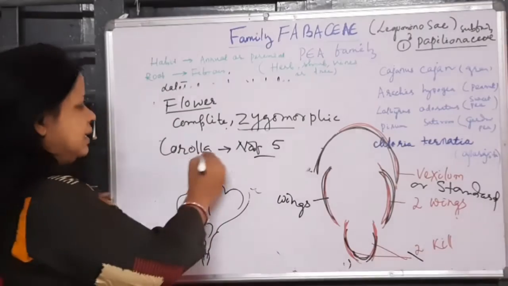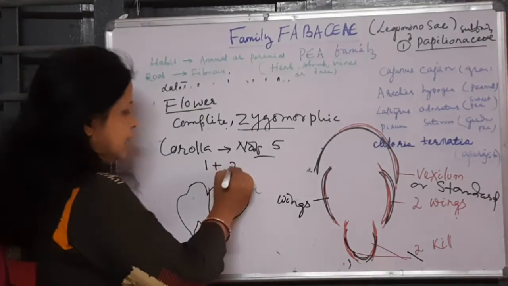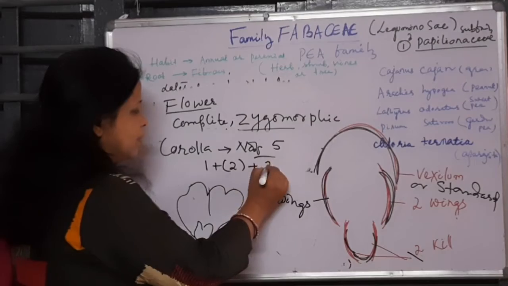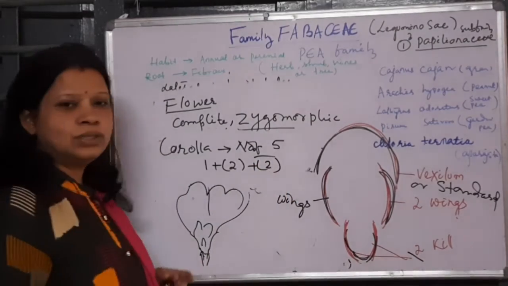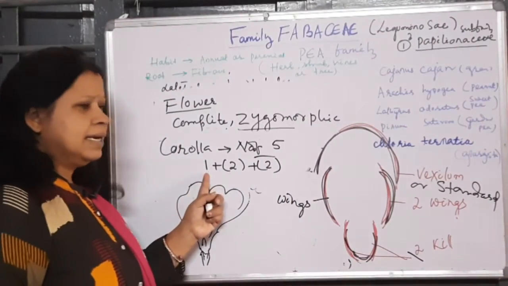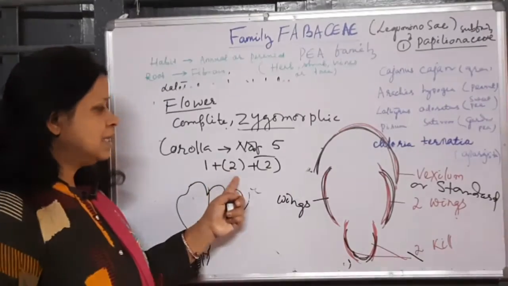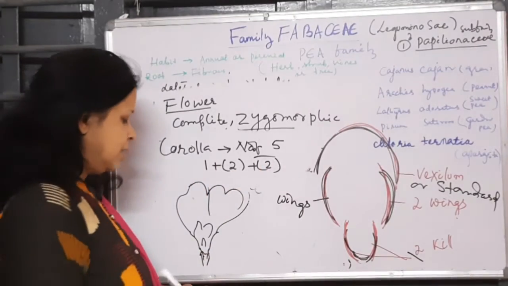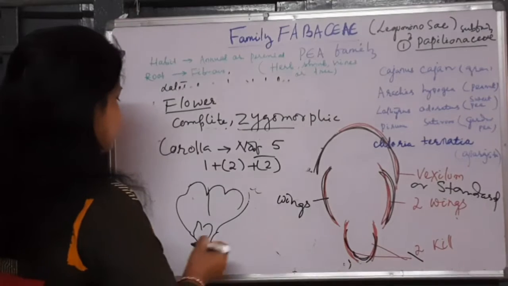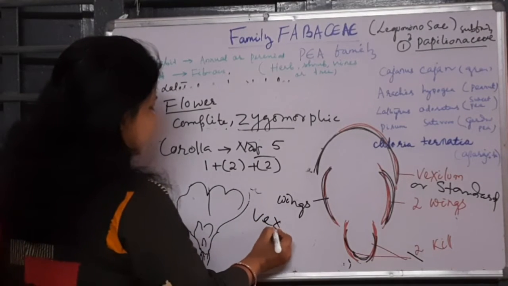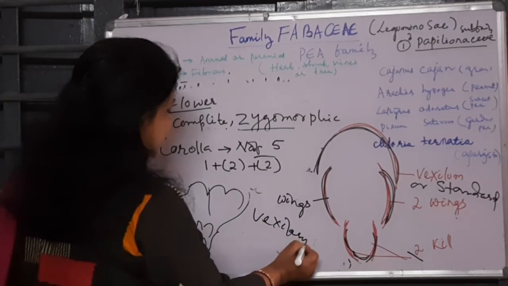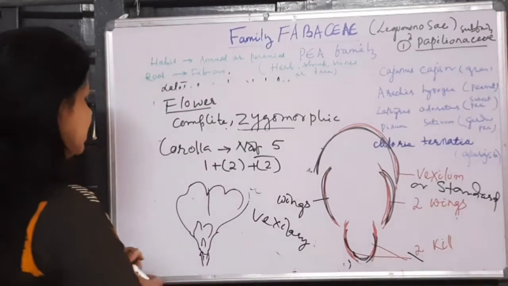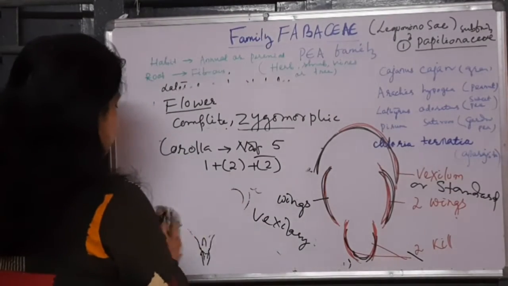So the number of petals is 5, but they are arranged in this way: 1 plus 2 plus 2. 1 standard or vexillum, 2 wings, 2 keel petals. And the aestivation is known as vexillary aestivation. Next is androecium.